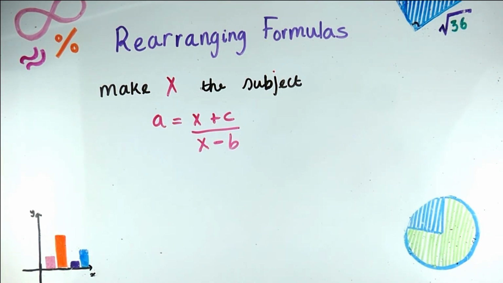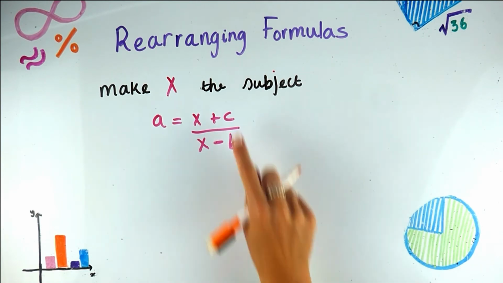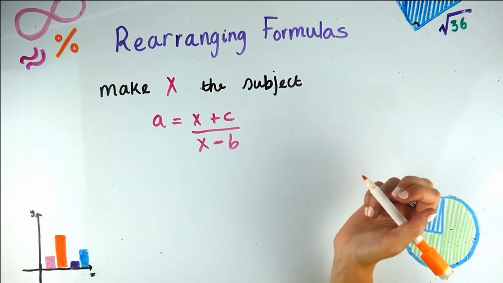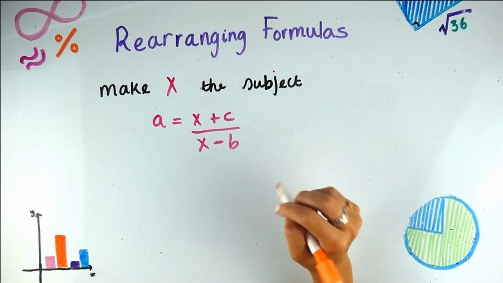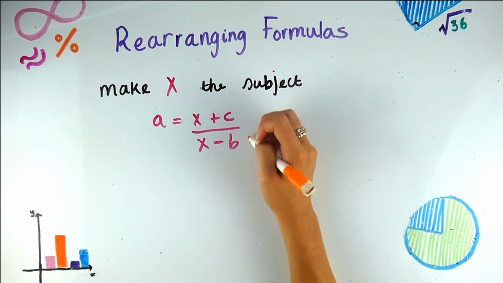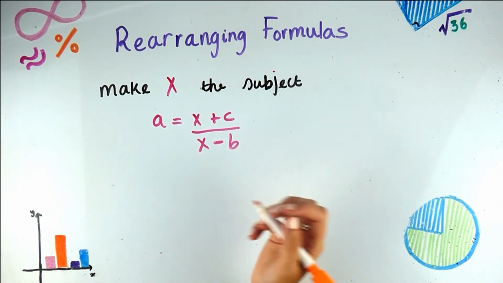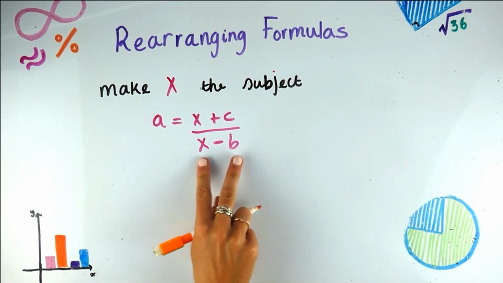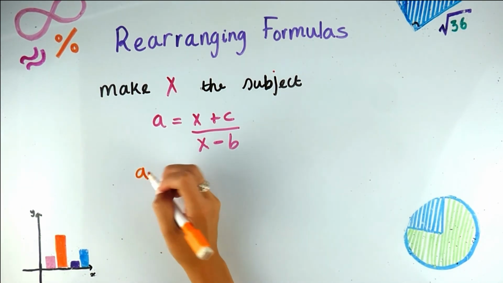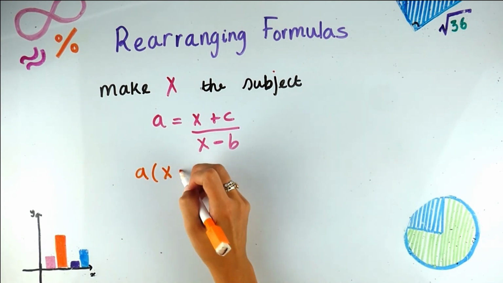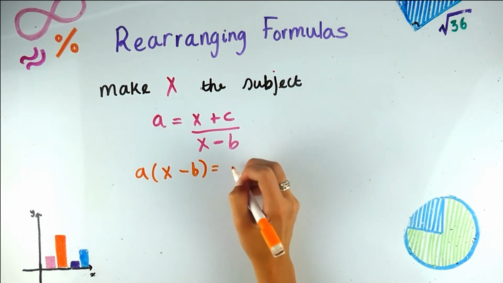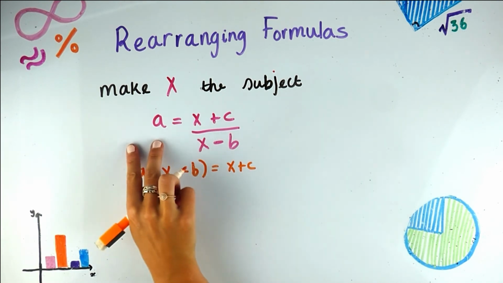Okay, so this is our final example: make x the subject. We've got a equals x plus c all divided by x minus b. There's not much I can do here. I can see there are two x's, but I can't really connect them. So I'm going to bring them onto different levels, bringing this up here. If it's divide on this side, it becomes multiply over the equal sign, and this bracket means multiply, so I've brought that up.